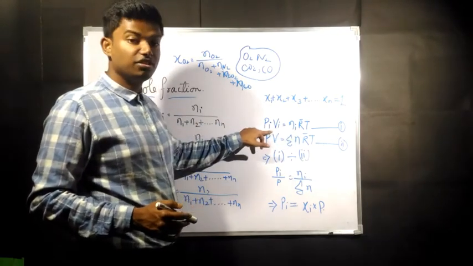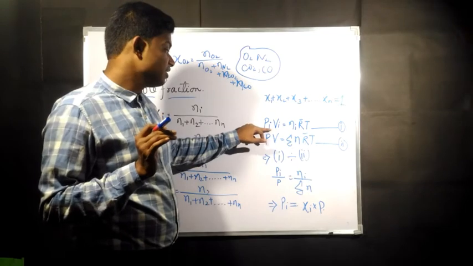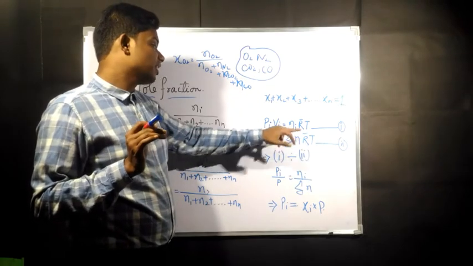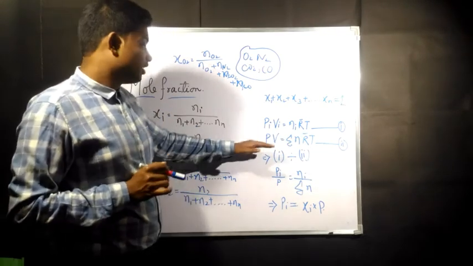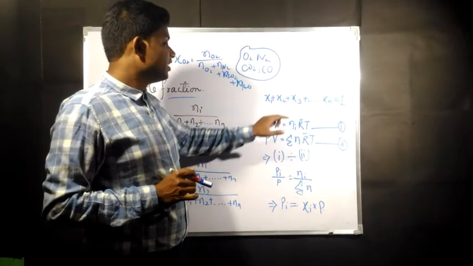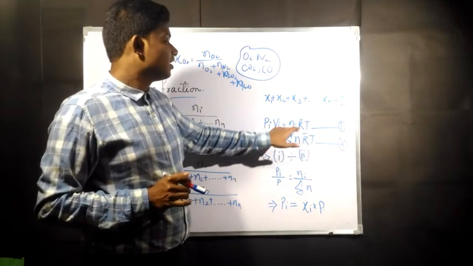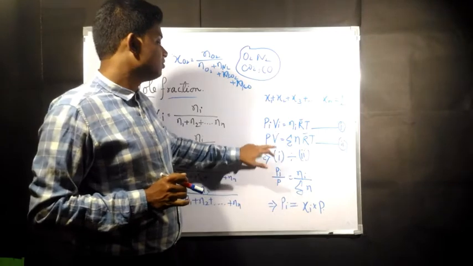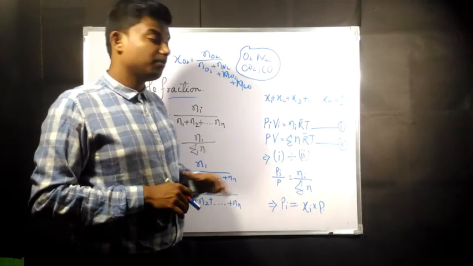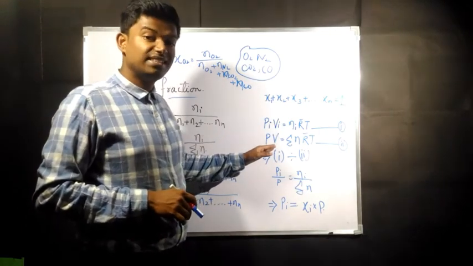For an individual gas, I write Pi Vi equals Ni R T, and for the mixture this will be P V equals N R T. Now if we divide equation 1 by equation 2, R will cancel out, T will cancel out, and V and Vi will cancel out, because Vi and V are the same.